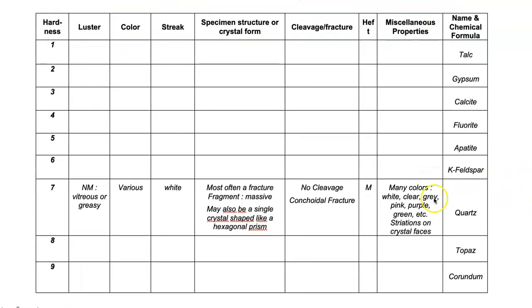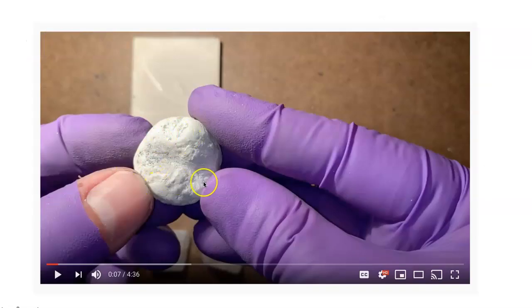So this is what you're going to do. You're going to work your way through this chart from minerals 1 to 9. Again, 7's been done for you. Let's look at number 1. Here's talc. So I chose the video, that's the hardness video set, and this is the first mineral.